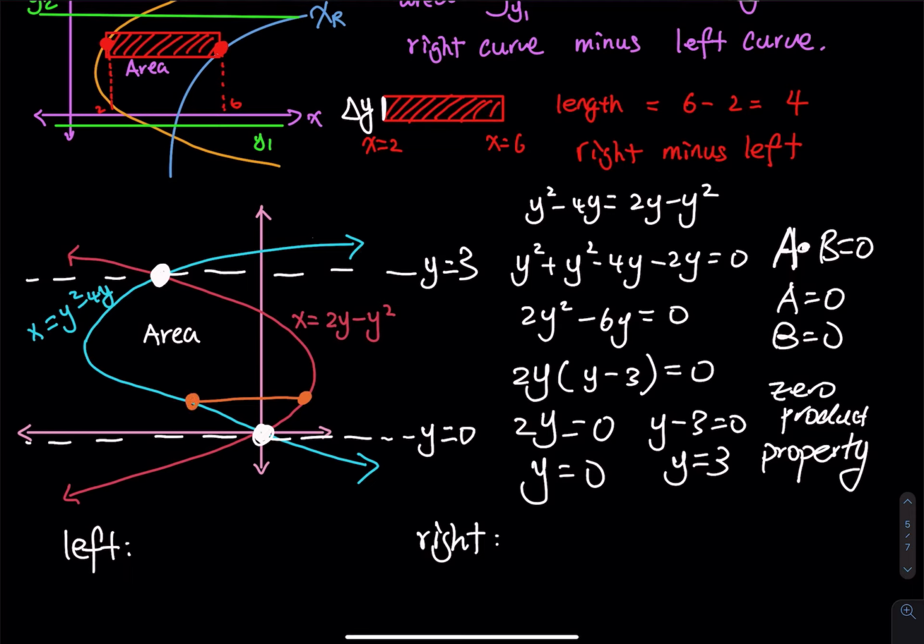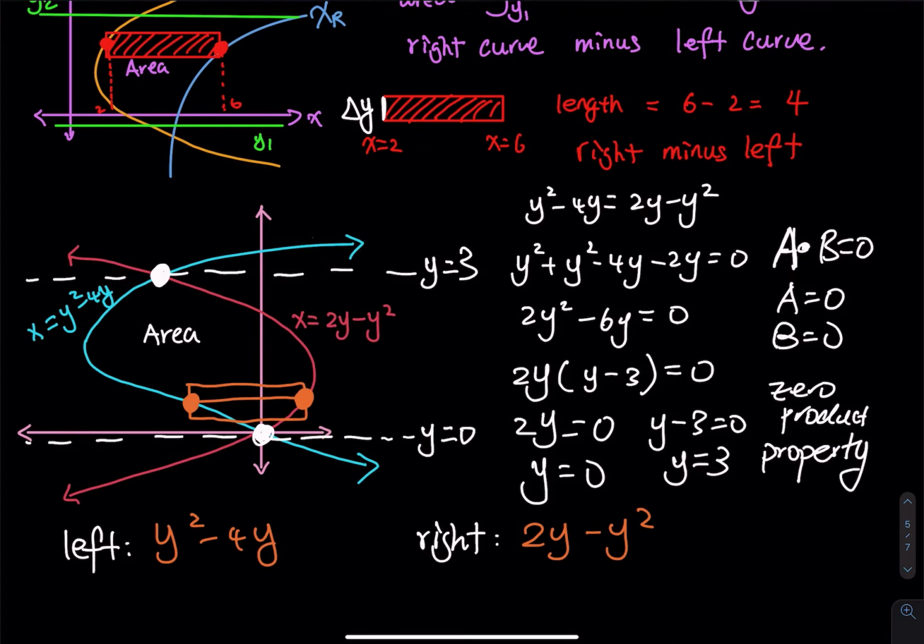So I can see that the right curve is touching the red, the left curve is touching the blue, and then using the midpoint rule, we draw a rectangle. What is the height of this rectangle? The height of this rectangle is you are using this point on the right minus this point on the left, right? So the right curve is going to be 2y minus y squared, and then the left curve is y squared minus 4y.